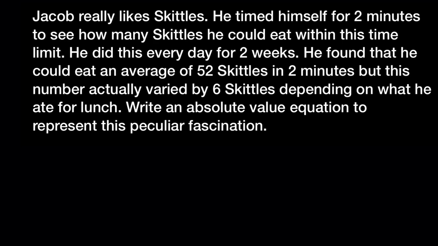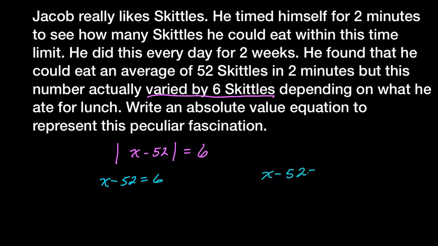All right, so you're going to have your absolute value of x minus the actual value that he averages here, which is 52 Skittles, equals, and then how much that varies by. Well, it says it varies by as many as 6 Skittles, so that is our variance. And if we were to solve this, you would have x minus 52 equals 6, and x minus 52 equals negative 6, giving you 52 plus 6, which is 58 Skittles. Or you could have 52 minus 6, which would be 46 Skittles.